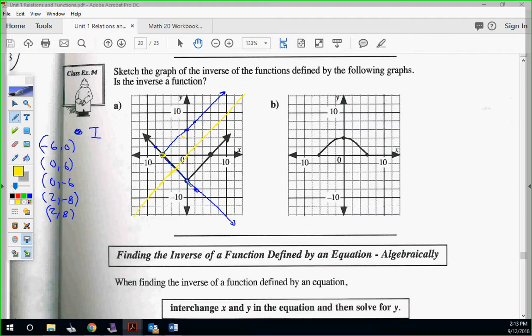Bam. Vertical line test, right? It's going through 2 spots with the vertical line test. So right away, you know no. So it's not a function. The inverse is not a function.